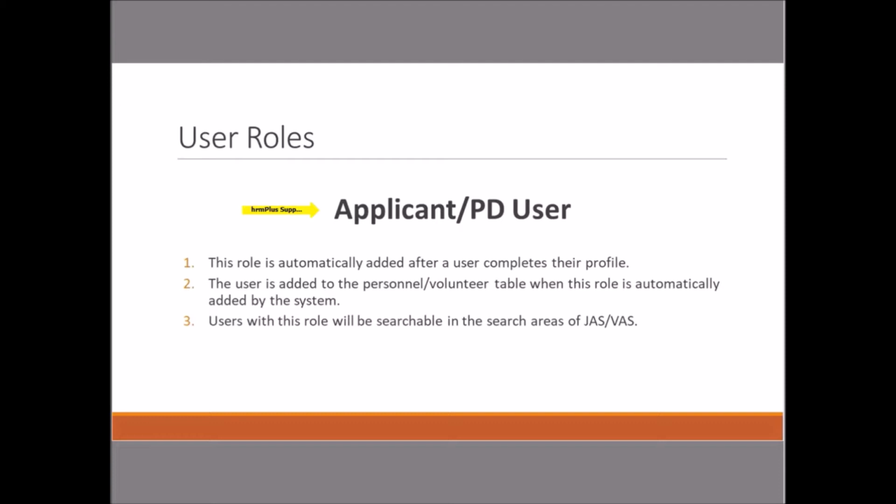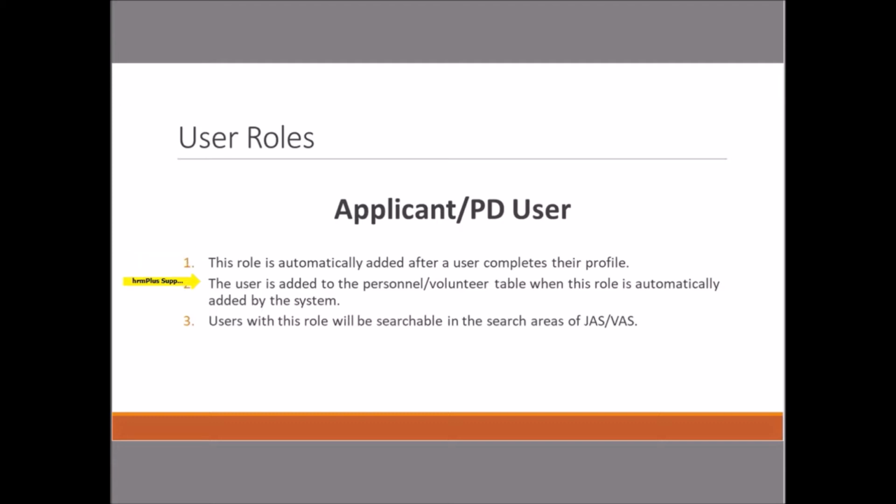And typically, we let the system do the swapping of the roles for you, so you don't ever have to worry about that. So they go in, they complete their profile, they press that last button, and magically on the jobs portal, they get an email saying, hey, you completed your profile. It gives them their checklist, and it switches the two roles. Once they have that applicant role or that PD user role, then they're searchable. You can go into applicant search or volunteer search, and you'll be able to find that particular person.